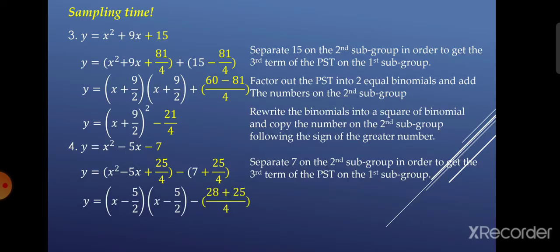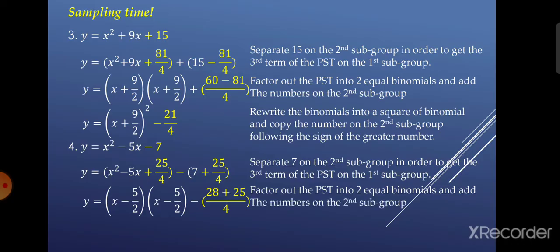Second step is to factor out the perfect square trinomial into two equal binomials. The 25 over 4 comes from 5 over 2 times 5 over 2. But sir, they are all minus minus. Why?